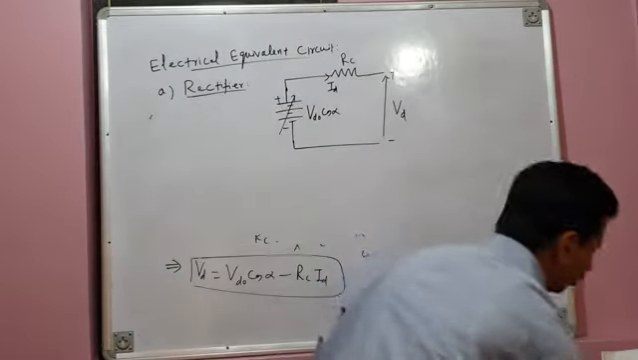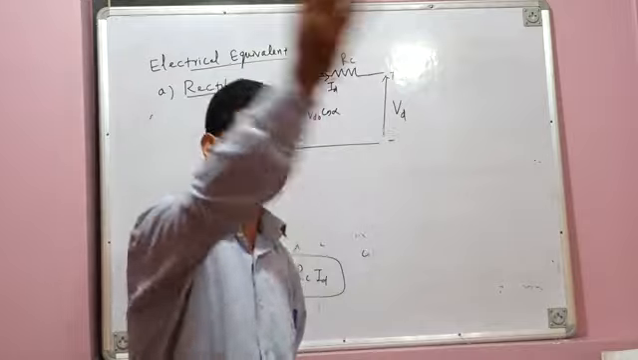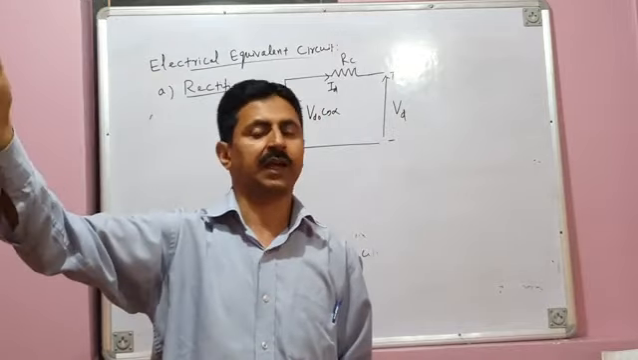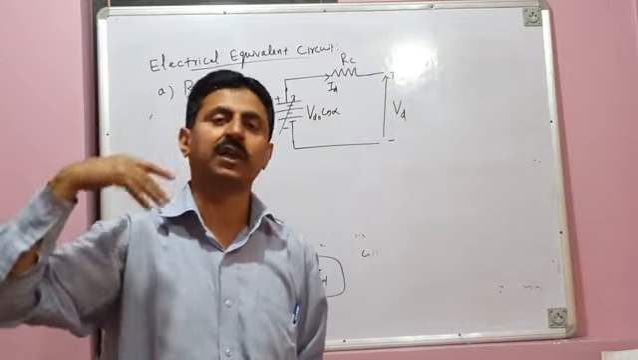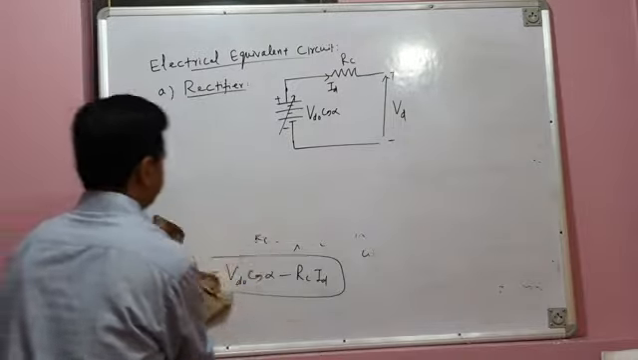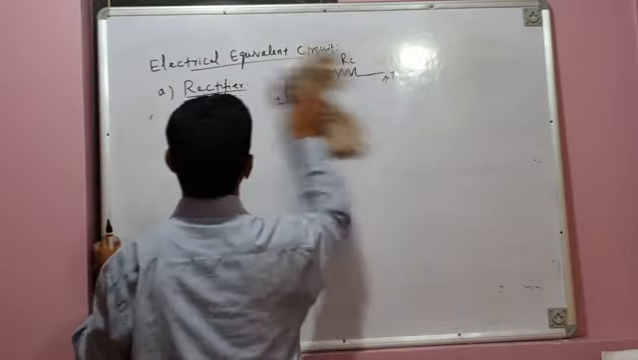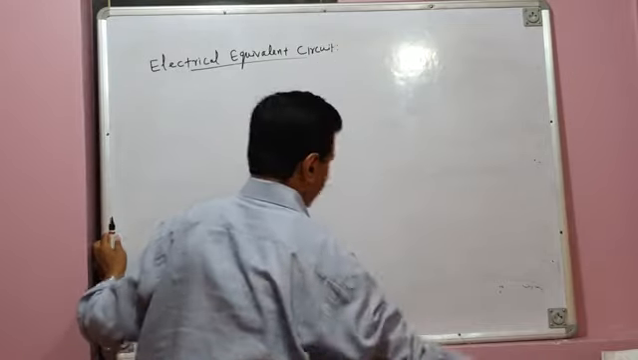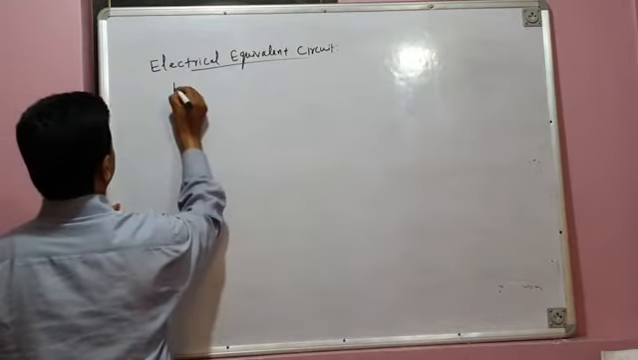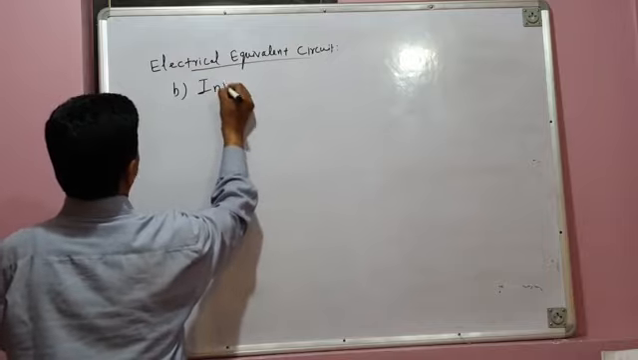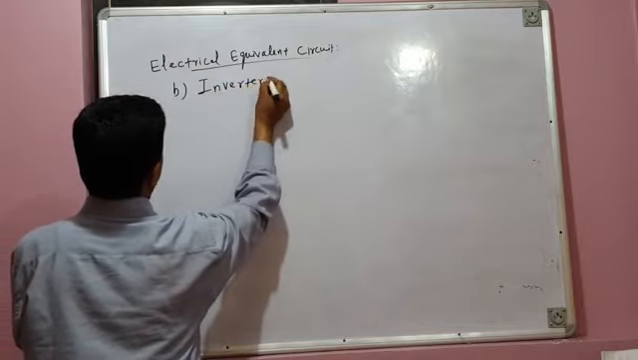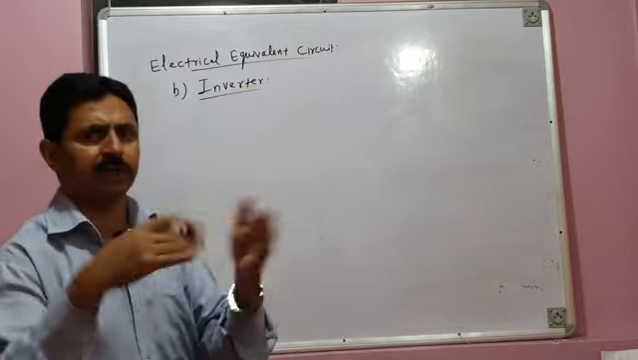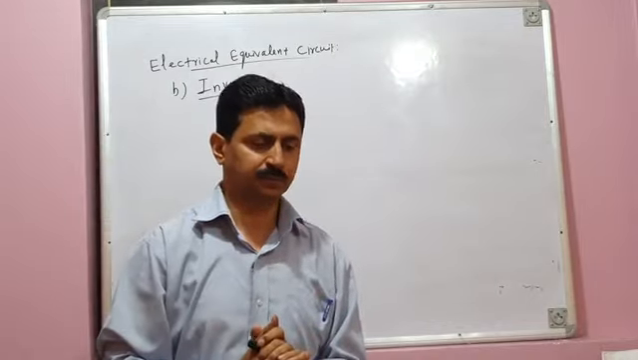Let us now try to find electrical equivalent circuit of another converter which may be operating at another converting station and working as an inverter. Now we will try to develop electrical equivalent circuit of inverter, another converter which is operating as an inverter.